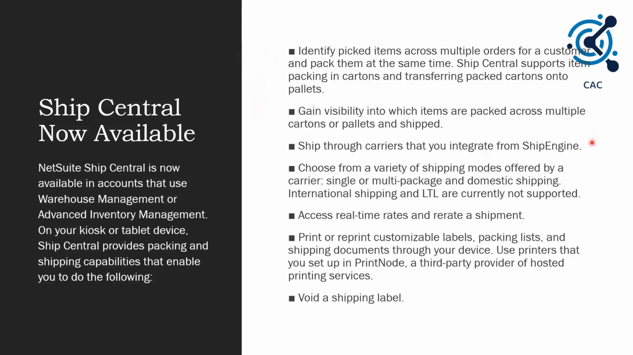So I'm not going to read through all of these, but basically you can connect to this company called ShipEngine, and ShipEngine is a tool that I think will do rate shopping, and it gives you the ability to find the best rates for whatever you're shipping. So NetSuite connects to ShipEngine, which is a third-party provider, and gets you a lot of extra functionality there. So access real-time rates, re-rate shipments, things like that. So anyway, Ship Central is now available if you use warehouse management or advanced inventory management.